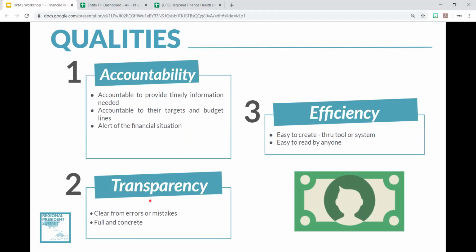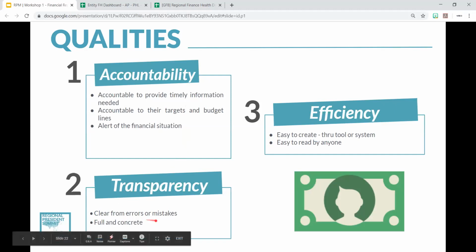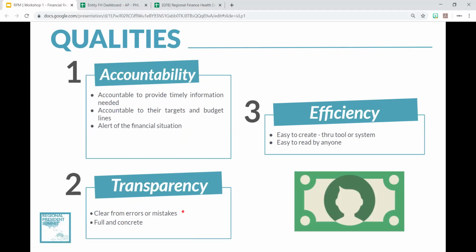Second is transparency, where it is clear from errors or mistakes, full and concrete. Ideally, your reports should always, other than just being on time and able to support you, support you in the most honest form. It should be clear from errors. It should always be as understandable and as perfect as it can be in terms of the data. Because if the data does have some errors, then it's going to be difficult for you to rely on the information that the report is giving you.